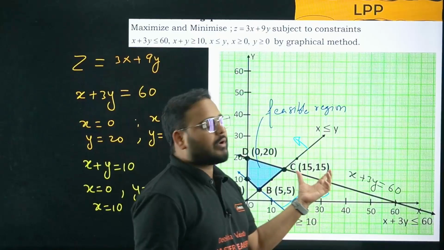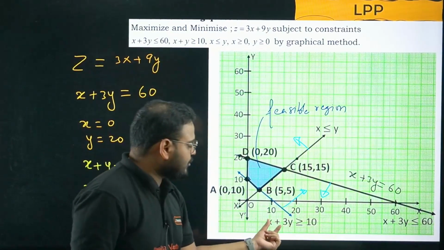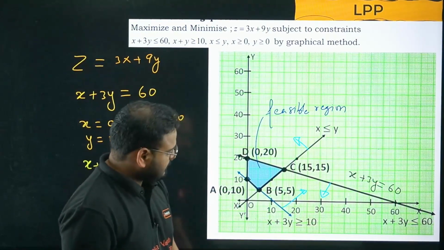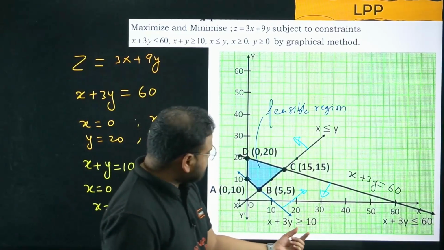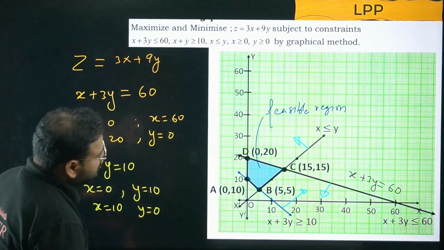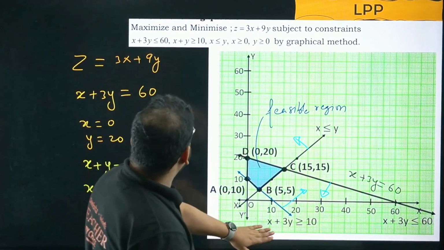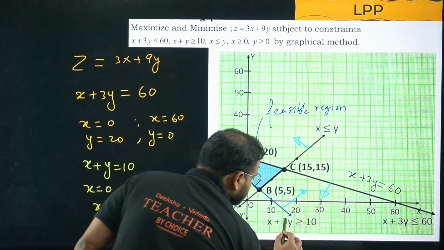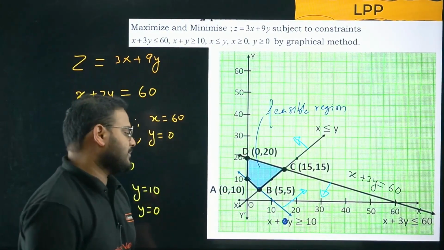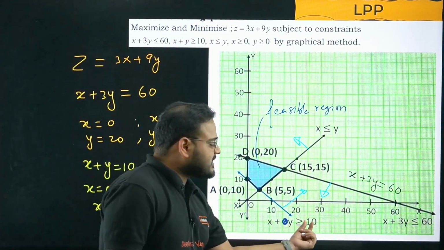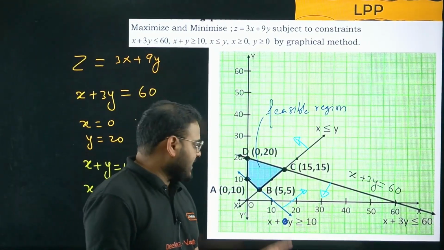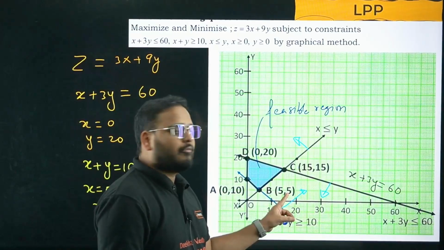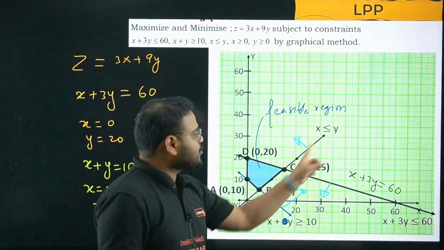Now put x equals y in this equation. You get 4y is 10. Here there's a mistake: this is not 3y, it's simply y. Please check. X plus y is 10. You get 2x is 10. It means x will be 5, and so y as well, because this line is x equals y.